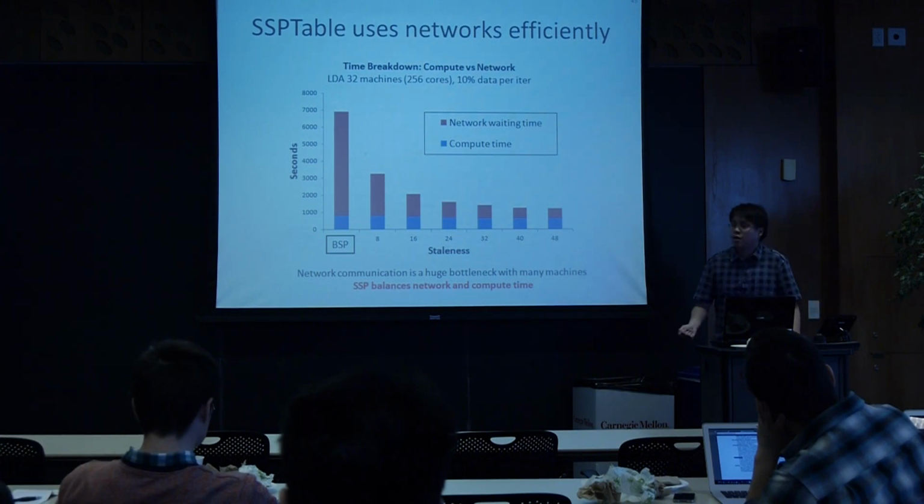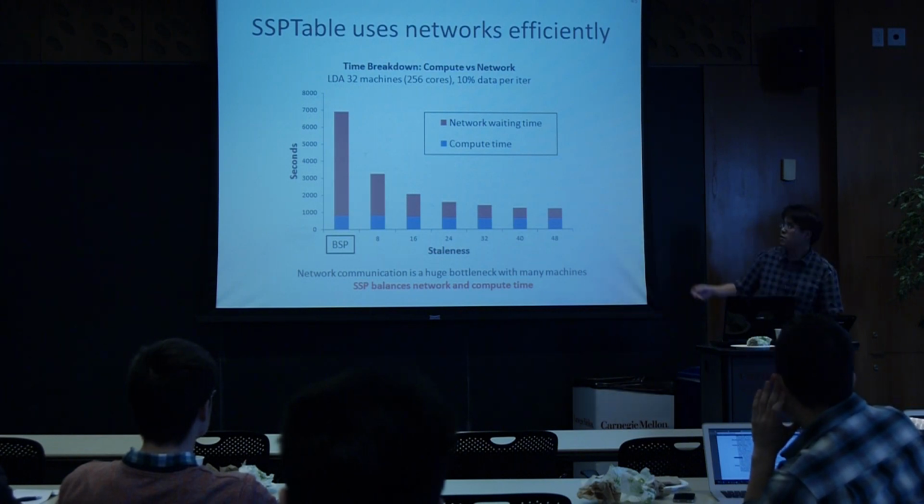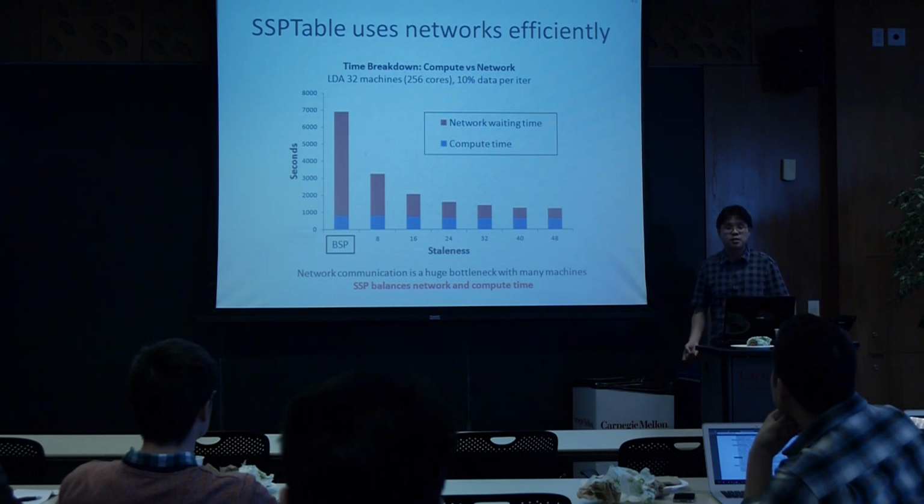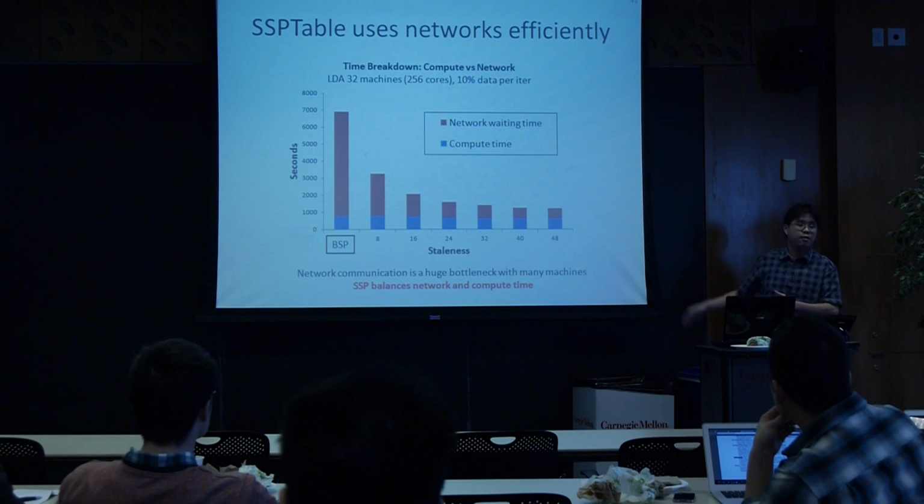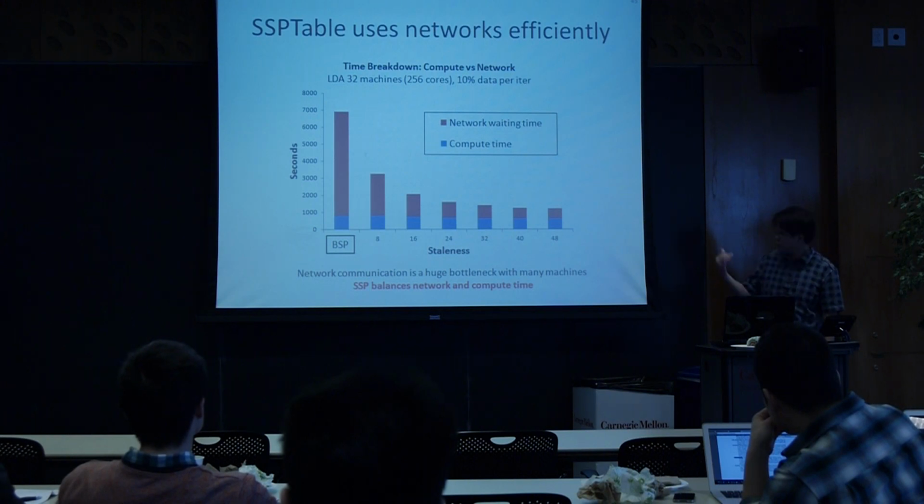The point of looking at this graph like this is to show that network communication is a huge bottleneck when you have many machines. In this case, even 32 machines results in that 6:1 ratio with bulk synchronous parallel communication. And with SSP, your objective is to balance out the network and compute time. You notice that, at least for the way we've implemented it, by the time you get to about a 1-to-1 ratio, pushing staleness up doesn't really help you anymore.